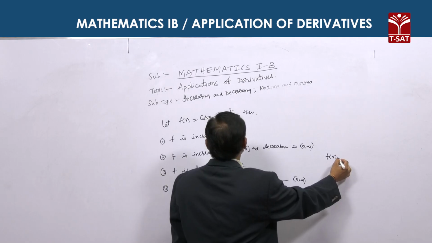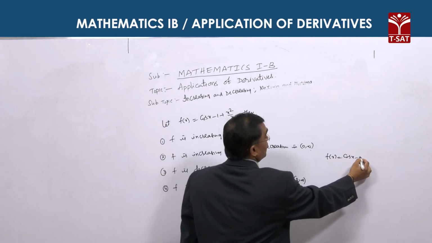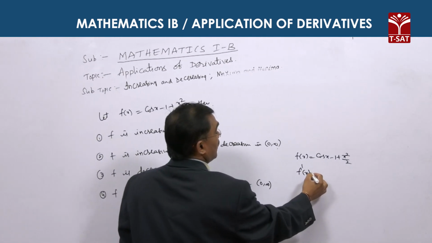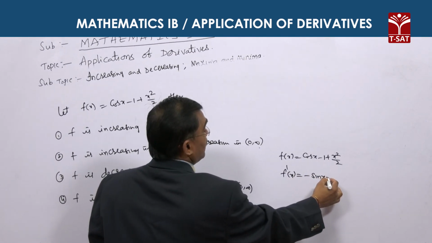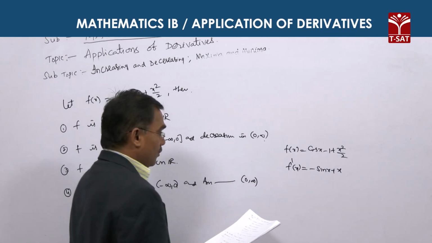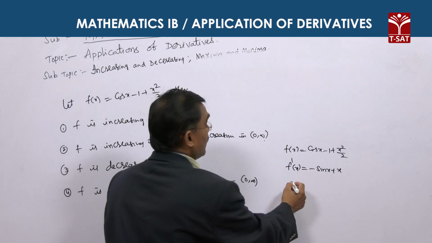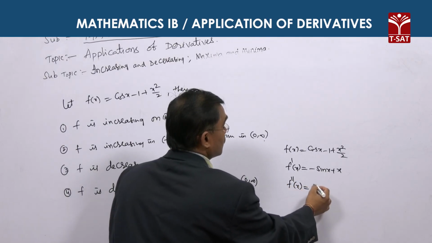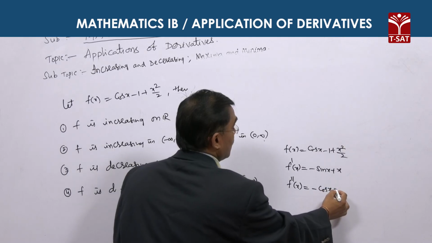f of x equals cos x minus 1 plus x square by 2. Find f dash x. f dash x is sin x plus x, since the 2 in 2x by 2 cancels. Next, f double dash x equals minus cos x plus 1.